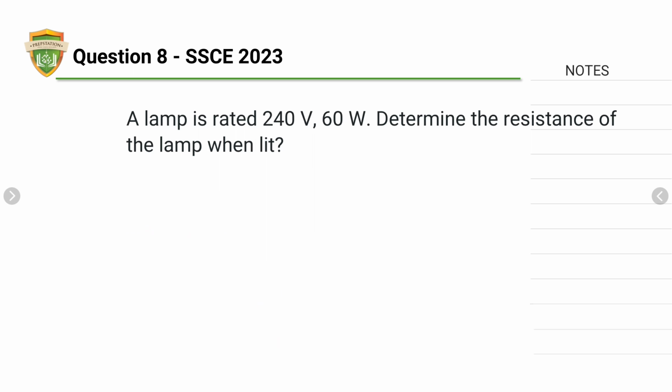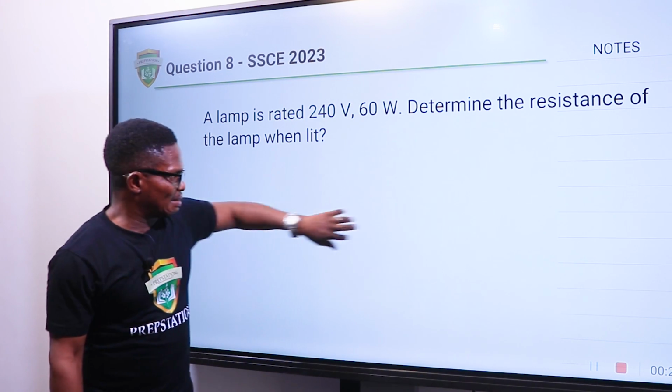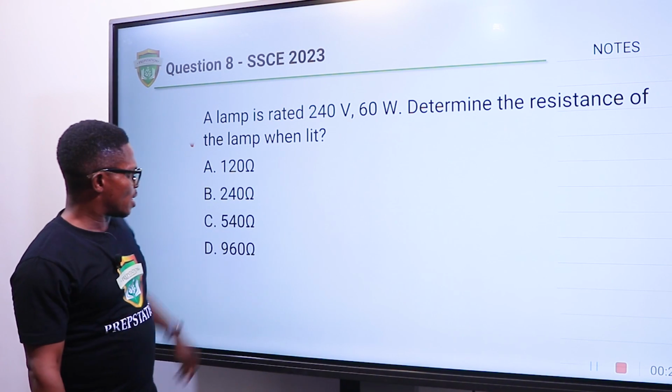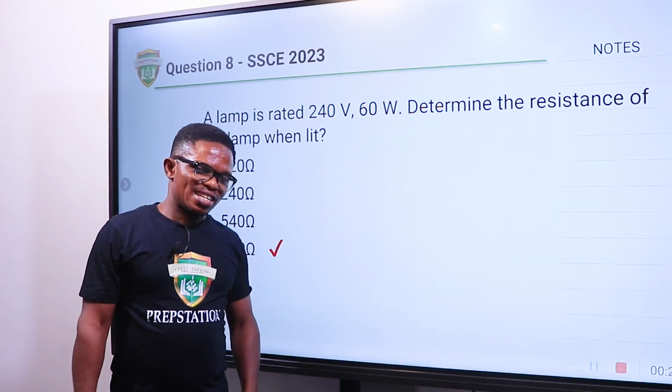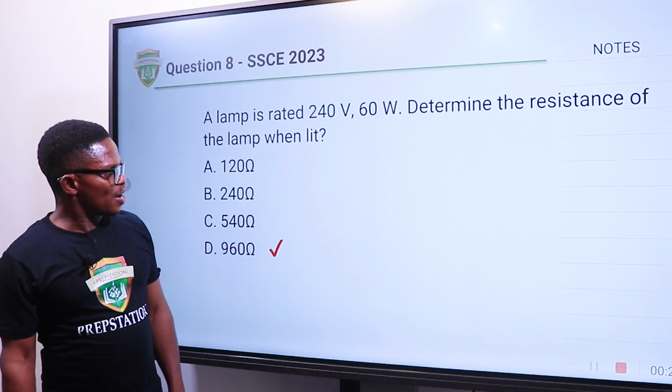Okay, I think this is another calculation question. I love calculations so much. So a lamp is rated 240 volts, 60 watts. Determine the resistance of the lamp when lit. So what should be the first step? List out all the parameters given. Okay, so what is the answer from this option? Let's find out. The answer is 960 ohms. Don't worry, I'll show you how we got 960 ohms.